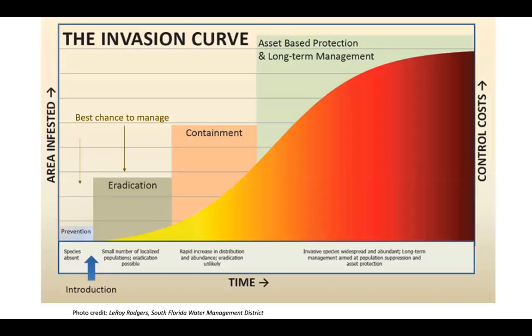So this is called the invasion curve. We often show this when we're talking about invasive species management. So what this shows basically is that over time, if a population of invasive species are left unchecked, that population will increase exponentially. And with that increase in population size, when they're not managed, the control costs for those species increases exponentially as well. So basically the best time to manage invasive species are in these first two phases on the graph. So that's preventing them from ever entering an area or eradicating them when the population is small. And if we do those first things, we'll keep our control costs for these species lower.